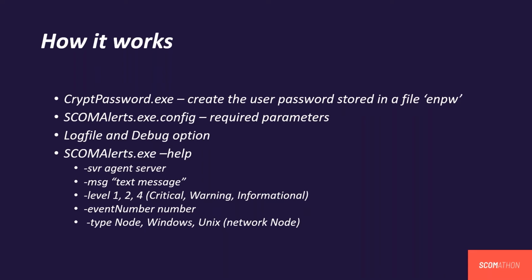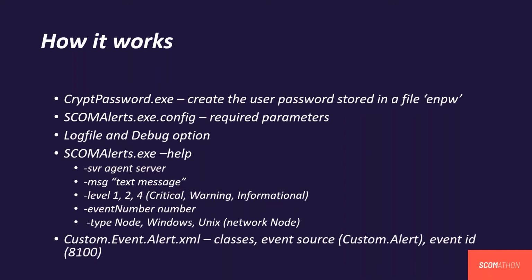Set a level, 1, 2, 4 corresponds to critical, warning, or informational, built into the SCOM product. The event number is something that's going to be leveraged within the rule to generate the alert, and that can be anything you want. And then the type is either node, Windows, or Unix. I need to point out that node is a network node, not a cluster node or any other type of node. I just use the word node because that's how it was stored internally within the class. So that's where I picked that from.